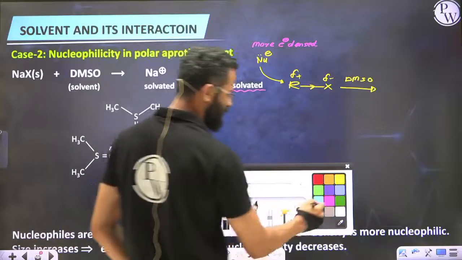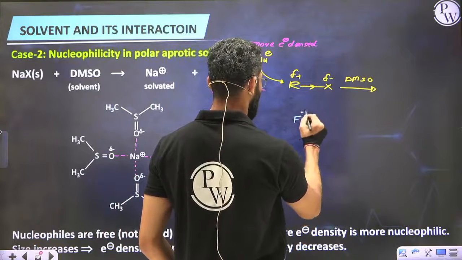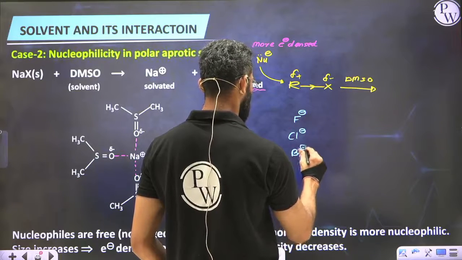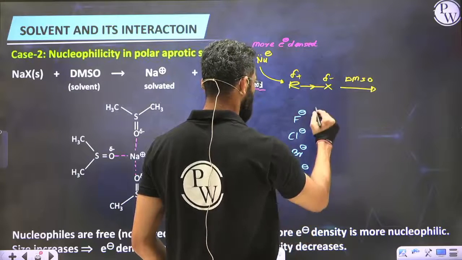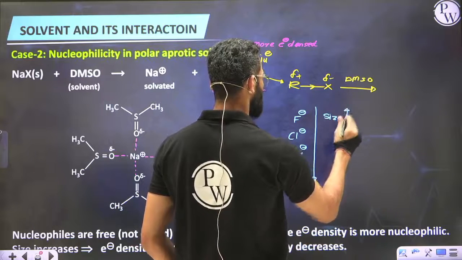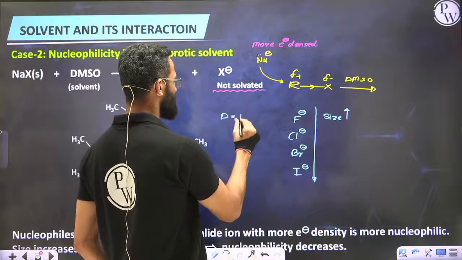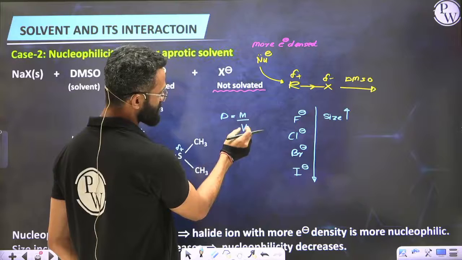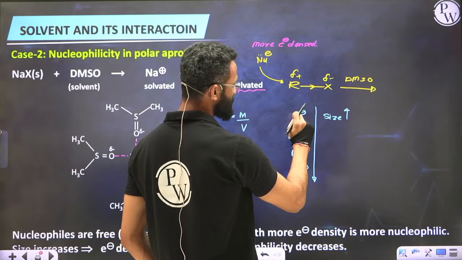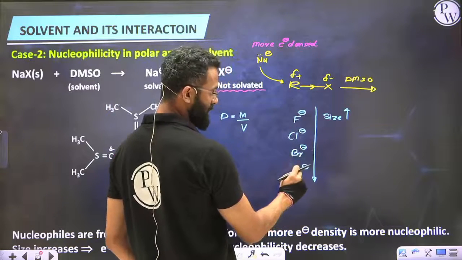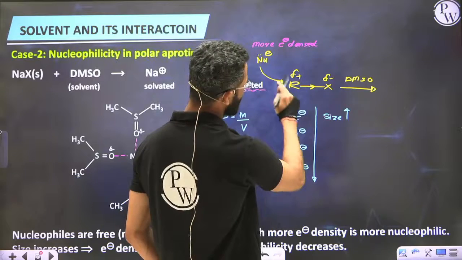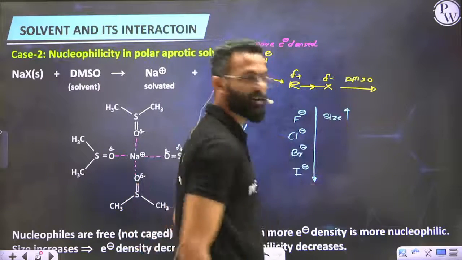Hence, if I compare several nucleophiles, let's say halide ions, F minus, Cl minus, Br minus and I minus. For them, as we come down the group, what happens to the size? Size increases. As size increases, what happens to density? As the size increases, the denominator increases, so the density will decrease. Meaning, can I say F minus is more dense than Cl minus, than Br minus, than I minus. The more dense the nucleophile is, the better nucleophilic it is. Hence, the rate of nucleophilic substitution will be faster if the solvent is polar aprotic.